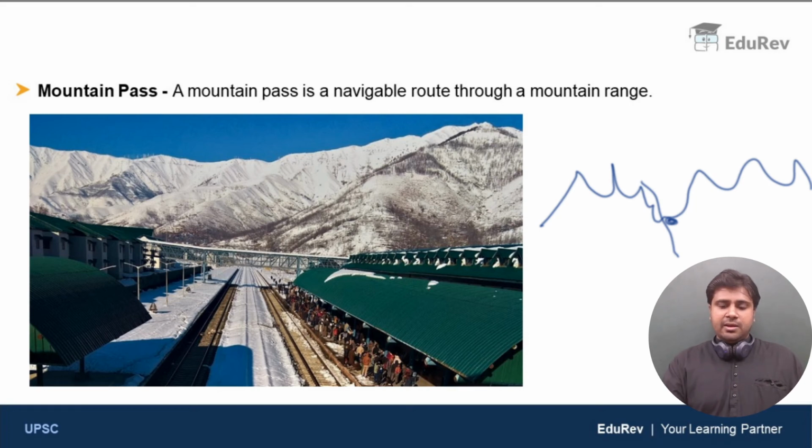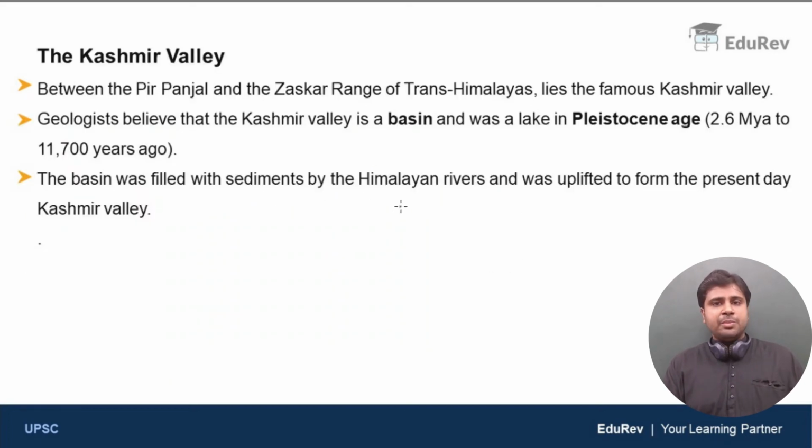Clear? Now, let us discuss about the Kashmir Valley. Between the Pir Panjal Range and the Zaskar Range is the famous Kashmir Valley. Now, scientists say that Kashmir Valley is a basin. Now, what do you mean by basin? Basin is nothing but a depression in the land. Okay, so we will understand more about basins and how basins form in geomorphology. But as of now, please keep in mind that the Kashmir Valley is a basin, and basin is nothing but a depression in the land.